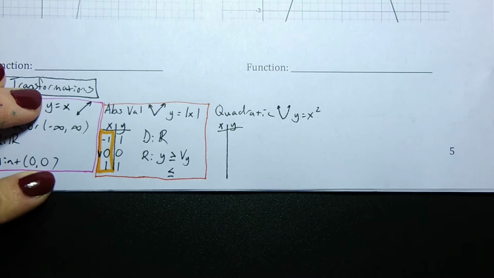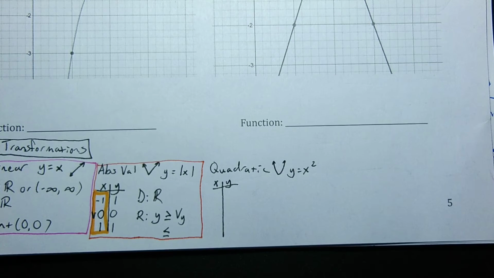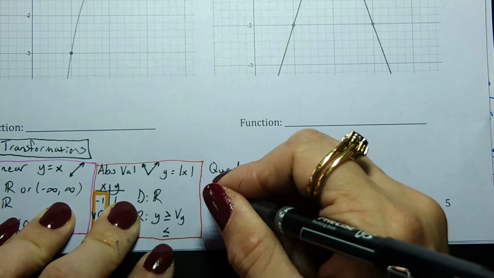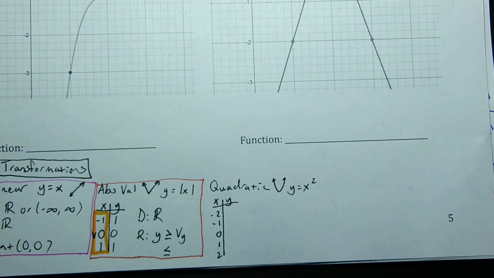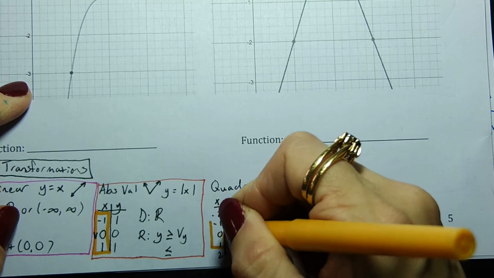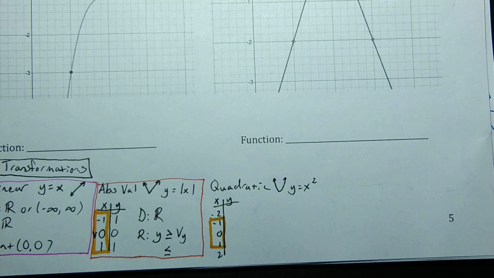Now, the parent table for this one looks exactly the same as the absolute value function, which is why sometimes with quadratics, we tend to go a few points further. You don't have to do this. Just make sure that when you're graphing those quadratics, they definitely look like a U, and you don't make them too pointy as a V.